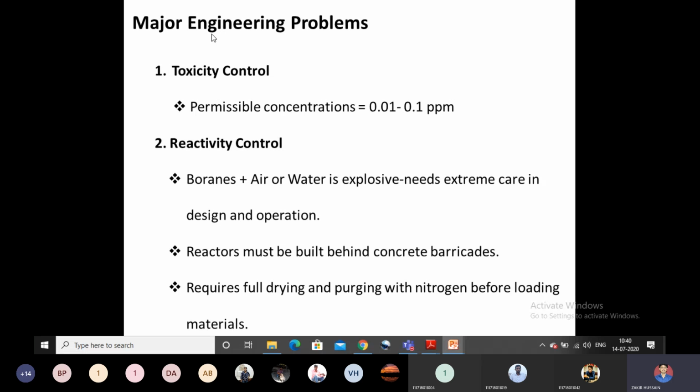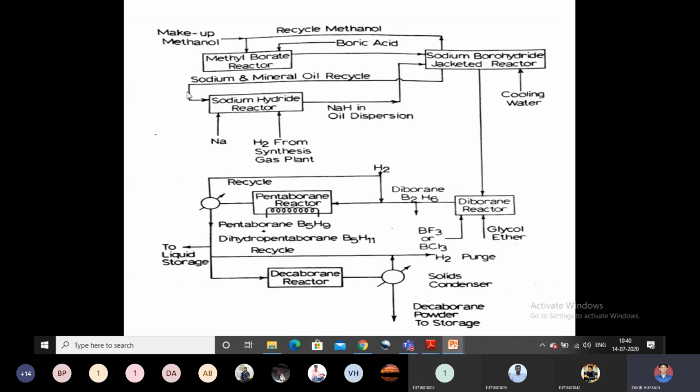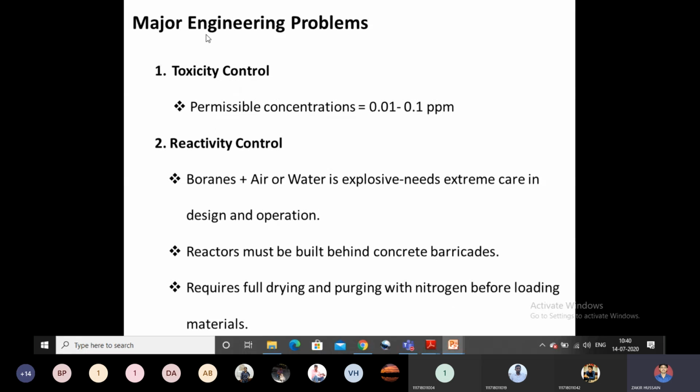Now after this, discussing the major engineering problems, I will discuss once again. The major engineering problem in this flow sheet in the manufacturing or production of boranes is toxicity control. We have to control this toxicity because the permissible level of diboranes or pentaboranes, whatever the boranes, in the air is 0.01 to 0.1 ppm only. So it is a very, very small concentration that should be there in the atmosphere.